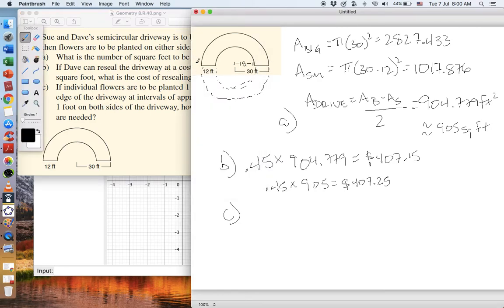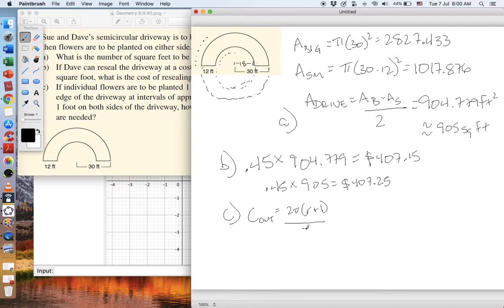So we're going to increase the radius here. We're going to plant flowers 1 foot, 1 foot. We're going to decrease the radius here on the inside, plant flowers 1 foot from the driveway at 1 foot intervals. And so then we're looking for circumference.